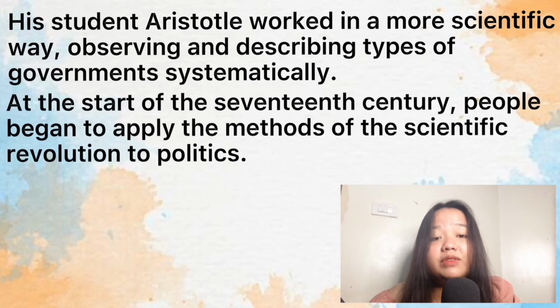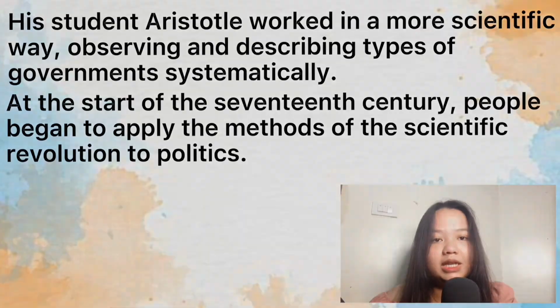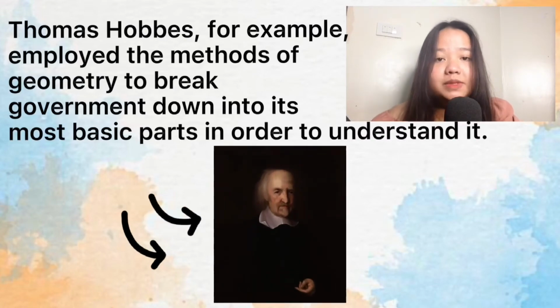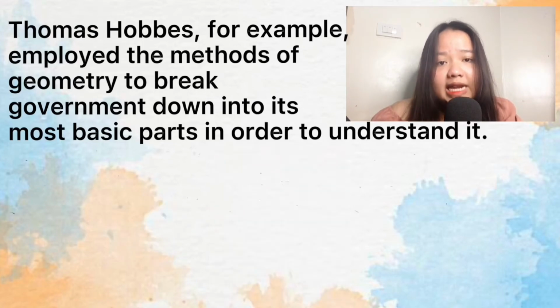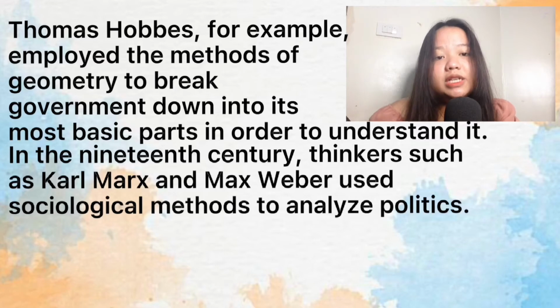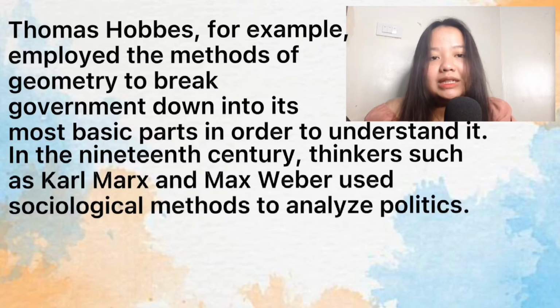At the start of the 17th century, people began to apply the methods of the scientific revolution to politics. So, in the 17th century, the scientific revolution of politics started not only with one person, but it became well known, and many people noticed the importance of politics. At that time, Thomas Hobbes, for example, employed the methods of geometry to break government down into its most basic parts in order to understand it. In the 19th century, thinkers such as Karl Marx and Max Weber used sociological methods to analyze politics.